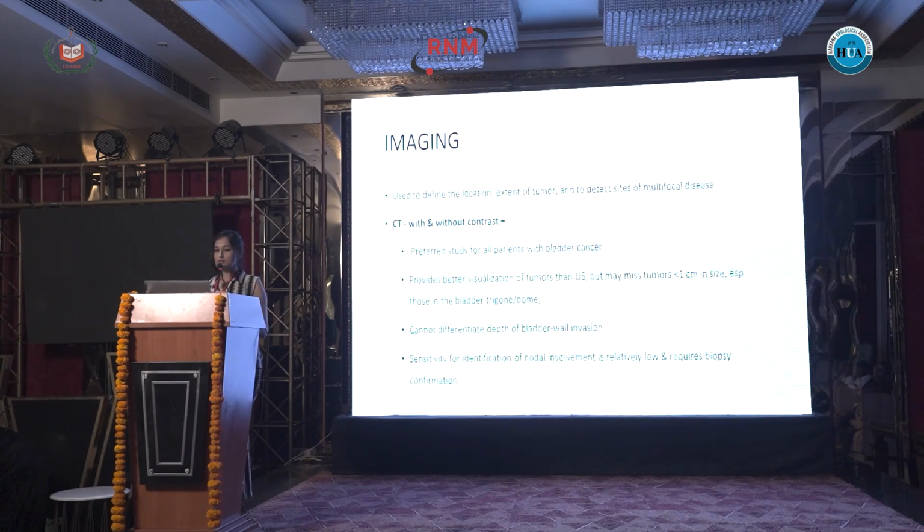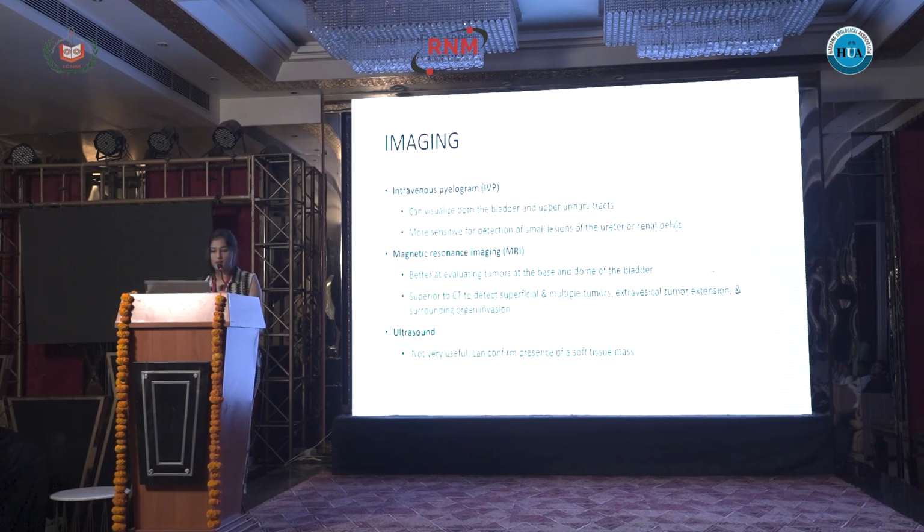So let's talk about the imaging first. Till now, a patient was done on TURBT and the lesions are detected. So the modality of choice remains CT abdomen and chest, with the only drawback of not detecting tumors smaller than 1 centimeter, with nodal sensitivity still better compared to MR. But MR will be better in evaluating tumors at the base and neck of the bladder, and also in evaluating extravesical tumor extension and surrounding organ invasion.